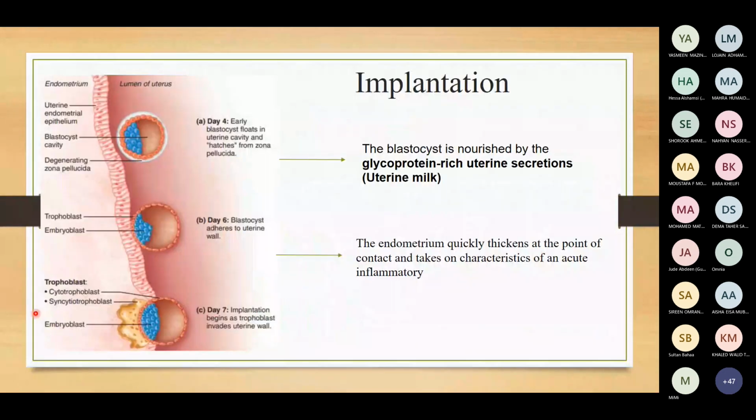If I go back to this picture, you can see it's trying to spread as much as it can. And you can see here that the syncytiotrophoblasts are the ones trying to penetrate and go through it, while the cytotrophoblasts are just there as a membrane.